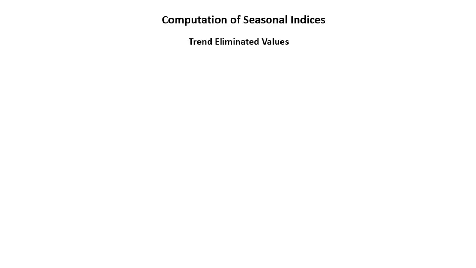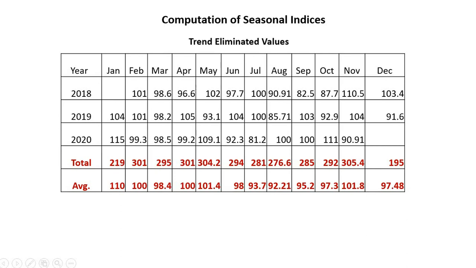Next we redesign the table that we got in the previous step, and we write it in a horizontal form instead of keeping it in the flattened form. We write these ratios in this way, and as you can see, there is no entry corresponding to January 2018 and the last value, that is December 2020.